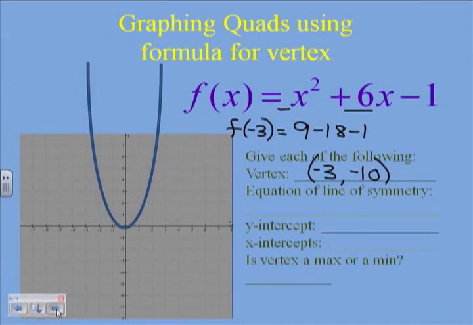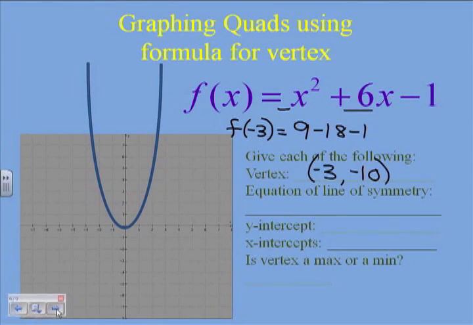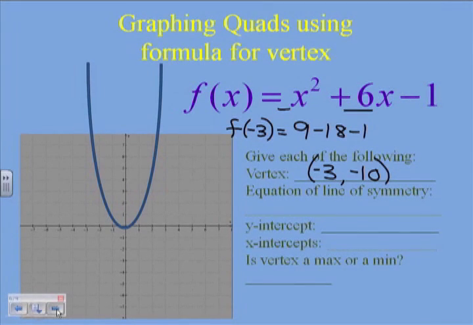Now, I don't have this graph set up so that it's going to move for us. So I would just have to think, okay, 1, 2, 3, and I can't go quite down to negative 10, but I'm going to be way down here at (-3, -10).